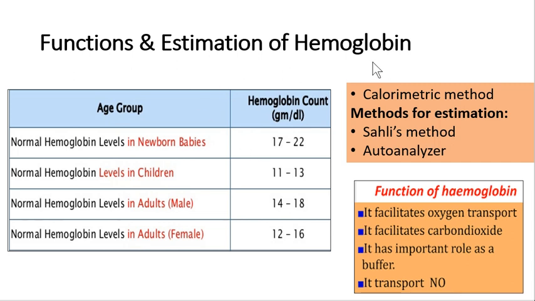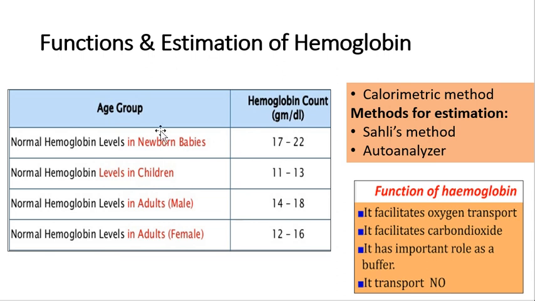Apart from that, estimation of hemoglobin: I have made a separate video on hemoglobin estimation, but just for introduction, there are three methods: Sahli's method, colorimetric method, and automatic analyzer. You need not focus on every method, but Sahli's method is the most important.